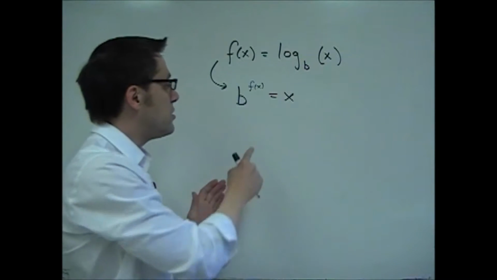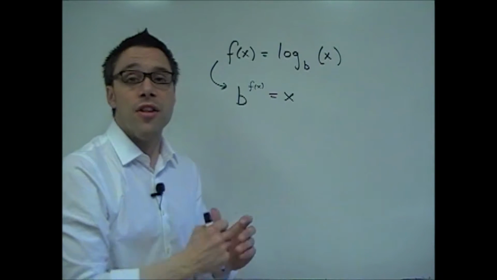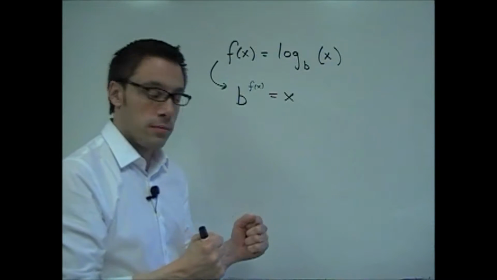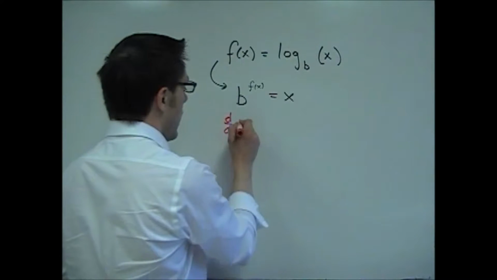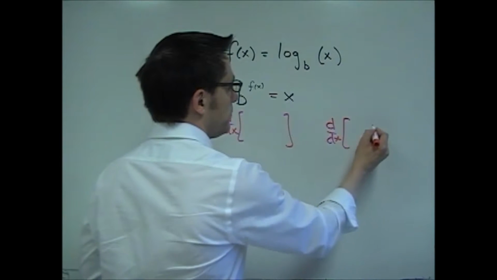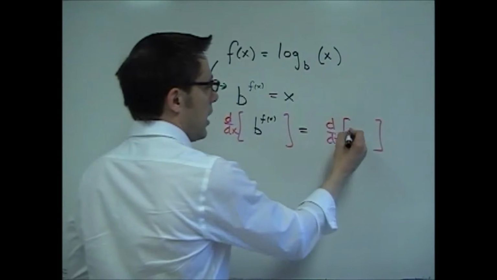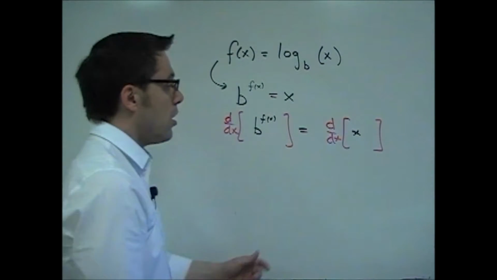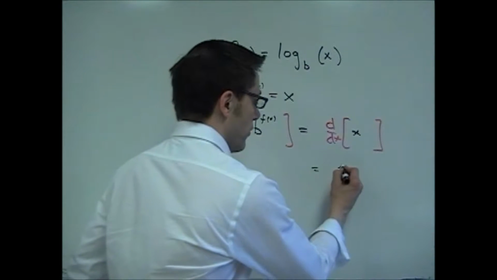And now what I'm going to do is differentiate both sides of this equation. And of course, as long as I do the same thing to both sides of an equation, the equation should hold. Okay, so let's go ahead and do that. I'm going to differentiate with respect to x on both sides of this equation, d dx. This is b to the f of x, and this is x, right? Now, I know the derivative of x. That's easy. That's equal to 1. So I know one part of this already.